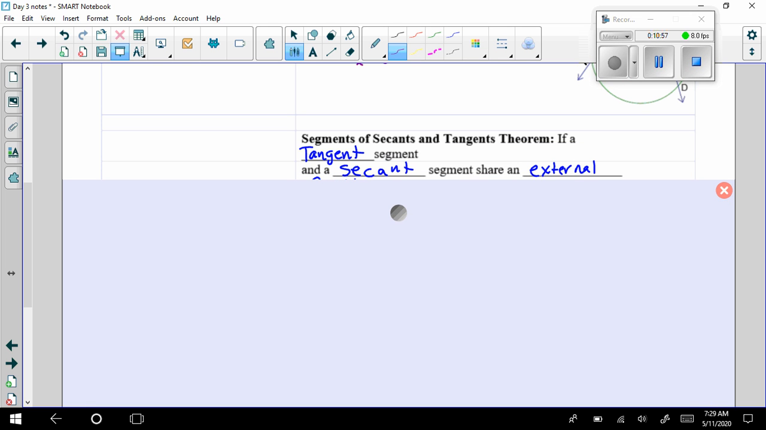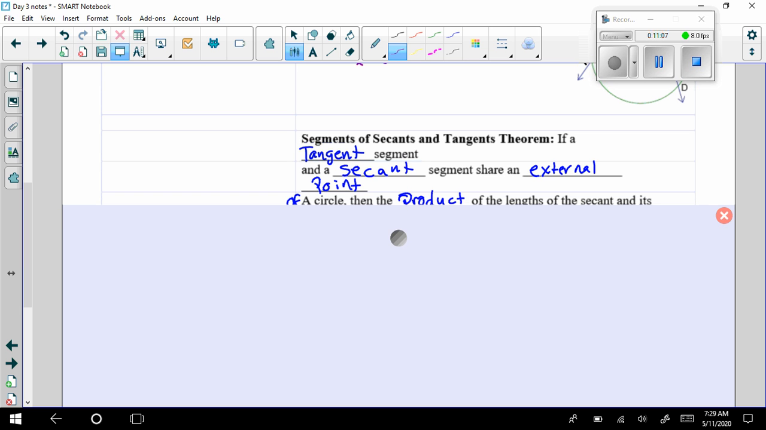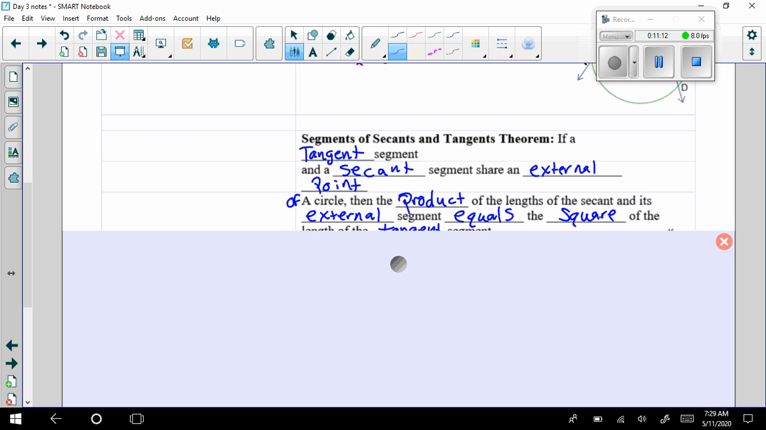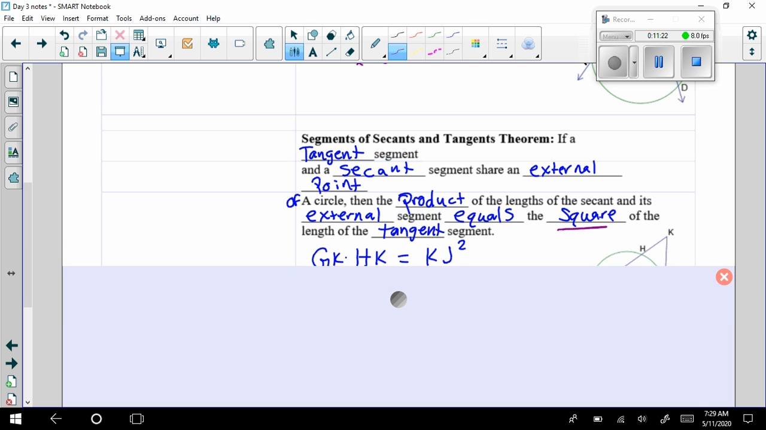All right, and then last theorem, segments of secants and tangents theorem. If a tangent segment, so remember that's the one that only touches it once, and a secant segment share an external point, so this would be like the very first image that we saw, of a circle, then the product of the lengths of the secant and its external segments equals the square, so we're going to square something, of the length of the tangent segment.